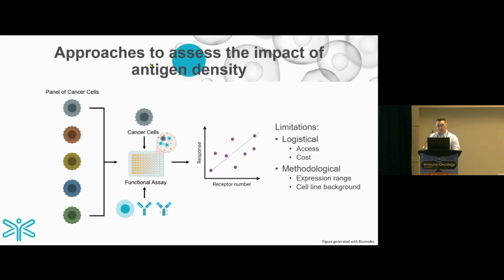There are methodological limitations, i.e. the range of expression may be limited, or you might have big gaps in antigen expression. And then you have confounding factors by using target antigen cells from different backgrounds. So when you culture those cells with your immune effector cells, those cells may be more susceptible to factors independent of the antigen density because of the different cell backgrounds.